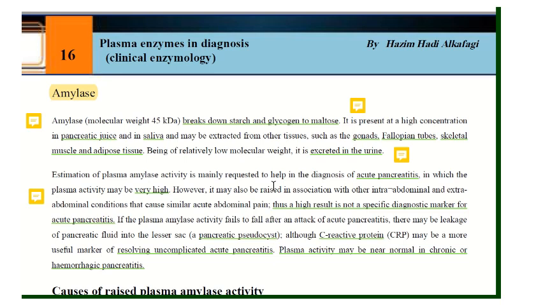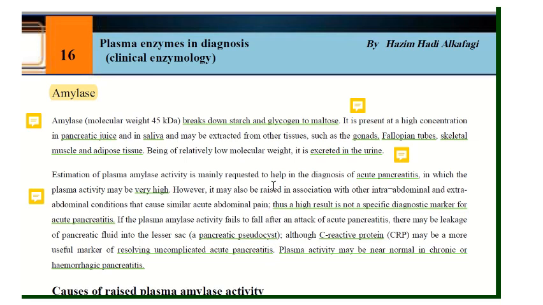If the plasma amylase activity fails to fall after an attack of acute pancreatitis, there may be leakage of pancreatic fluid into the lesser sac. وهذا ما يعرف pancreatic pseudocyst. إذا plasma amylase activity ما نزلت after an attack من acute pancreatitis، فهناك ربما يكون leakage of pancreatic fluid into the lesser sac. lesser sac في المنطقة موجودة في الأبدومين، وهذا ما يعرف pancreatic pseudocyst.